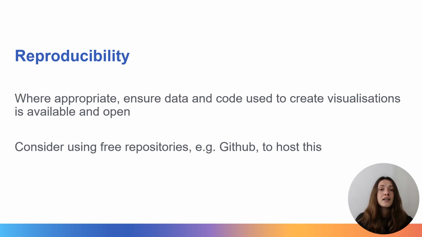And finally, as with all science, visualizations should be reproducible. So where it's possible, we want to make sure all data and code that we use to create our visualizations are accessible and open source. Obviously, there are limitations to this with certain types of data, but where that isn't the case, we want to consider hosting the data and the code in a free online repository such as GitHub.